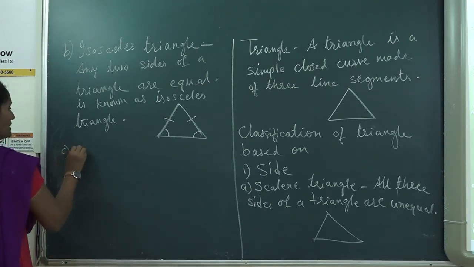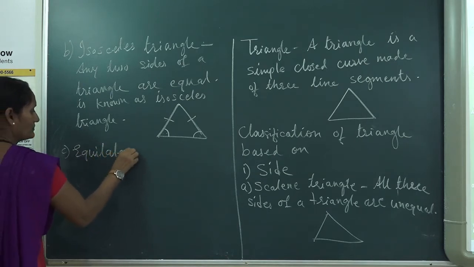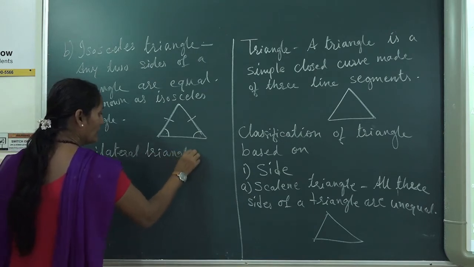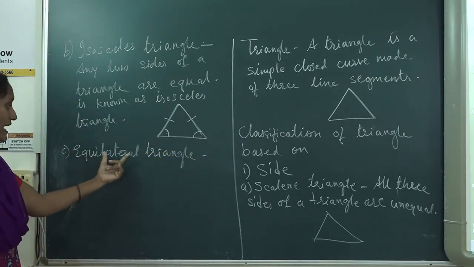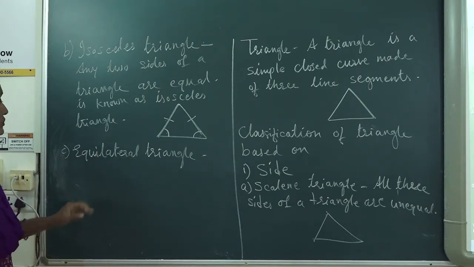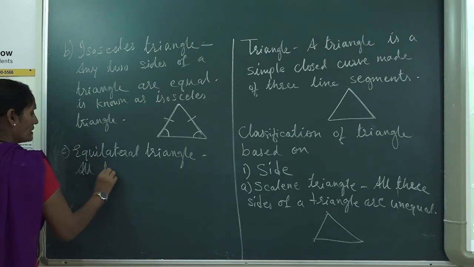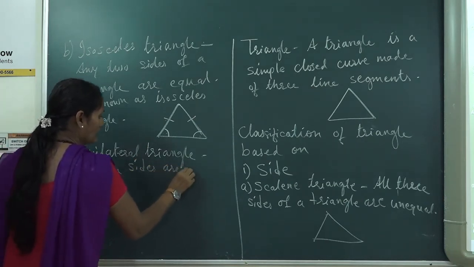And the next one is equilateral triangle. Now equilateral triangle means, the word itself says, equi means equal and lateral means side. So equilateral triangle means all the sides are equal.